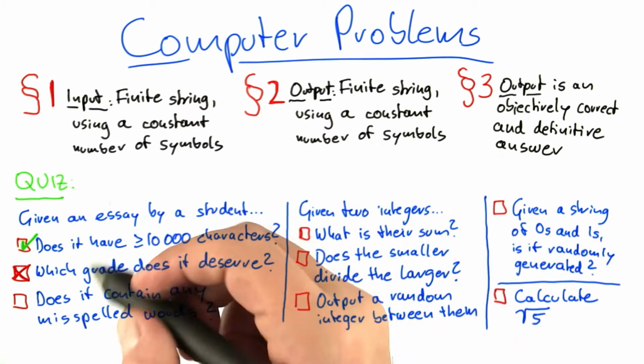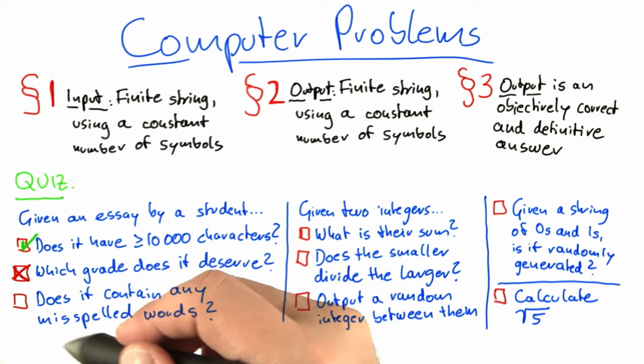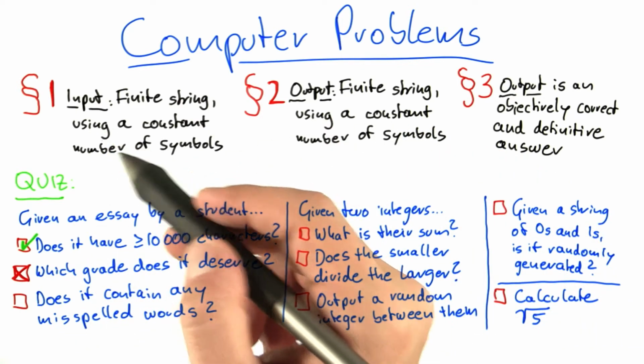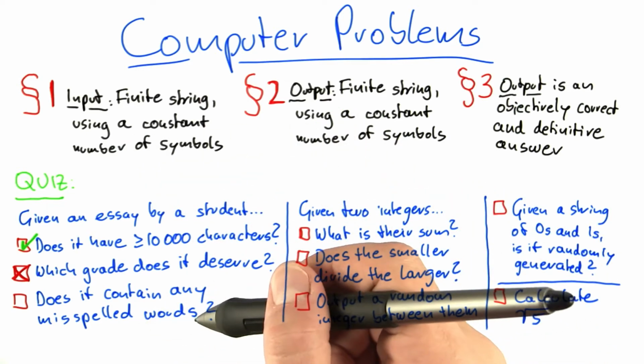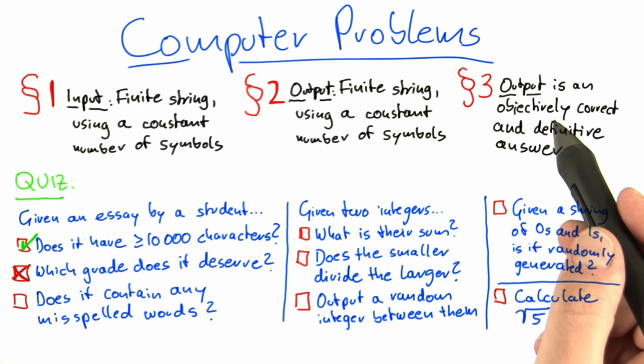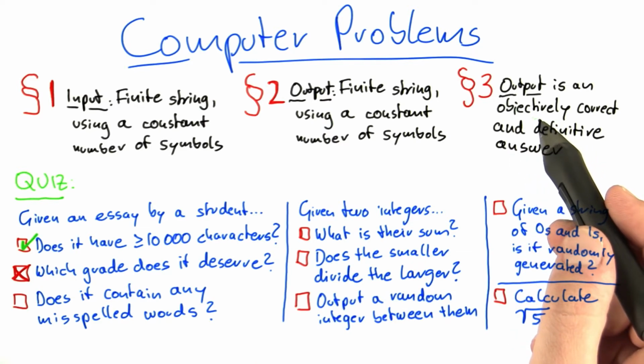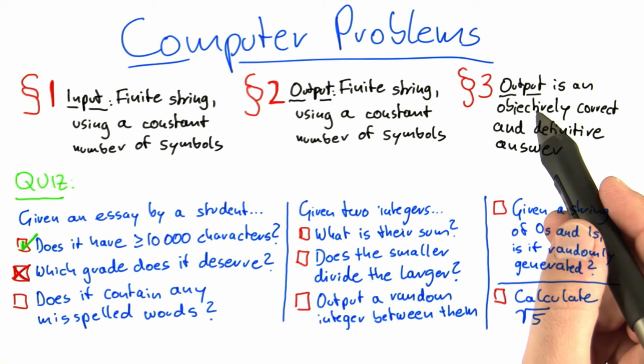Does the essay contain any misspelled words? Now, this is a tricky one. So the input again is finite. The output basically just says yes or no, or it can even specify the word. The problem is that it's sometimes very hard to say if something is a spelling mistake. I'll give you one example.